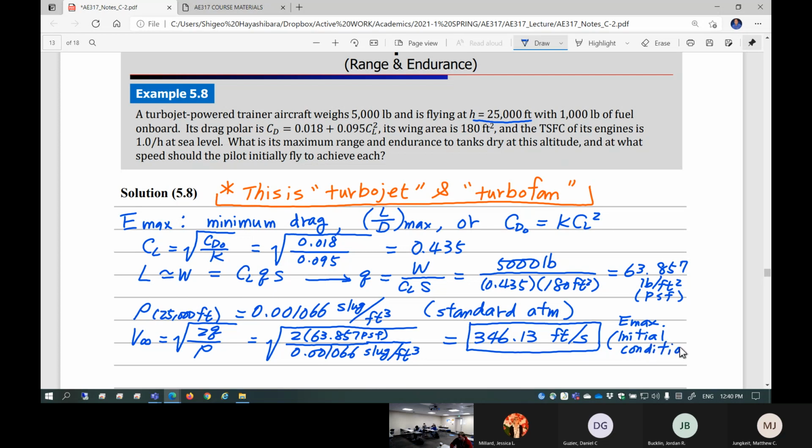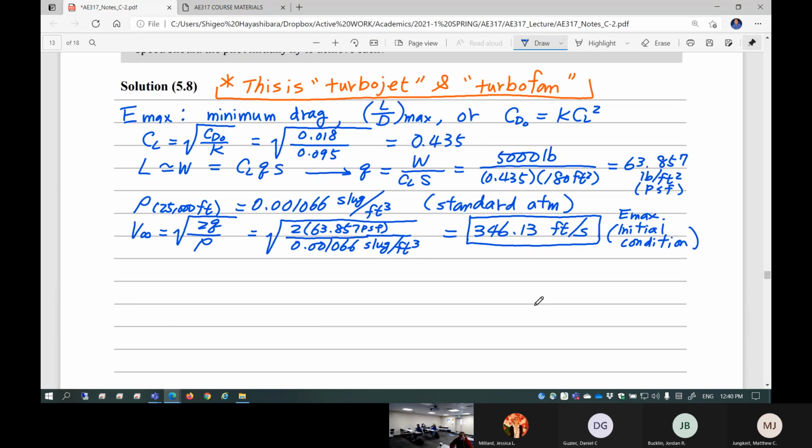Do you know why? Because as you continue flying, you keep burning your fuel. Your airplane gets lighter and lighter and lighter. So if the airplane gets lighter, what do you need to be doing? You need to accelerate or decelerate in order to maintain the same CL? You need to decelerate. You need to fly slower and slower and slower as you get lighter and lighter and lighter. Okay. So this is only the initial condition. So this must be adjusted as you consume your fuel.